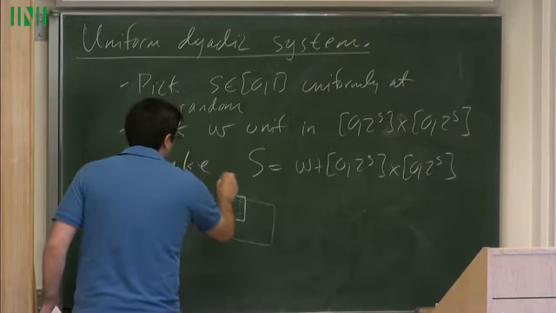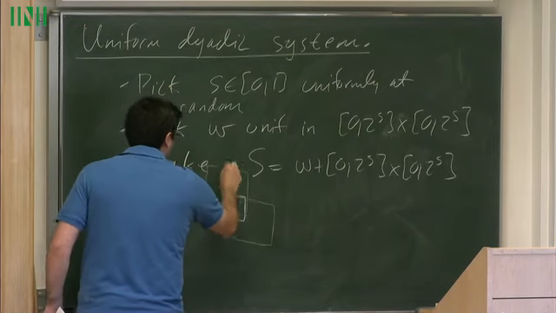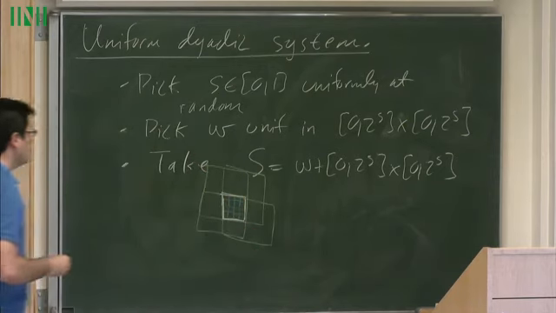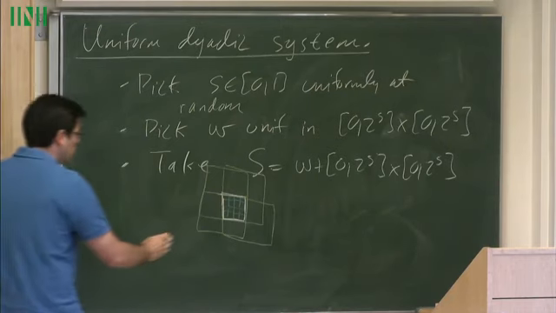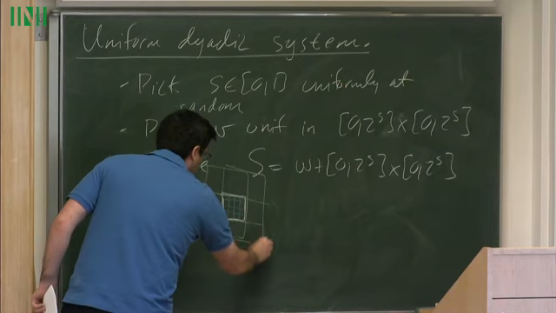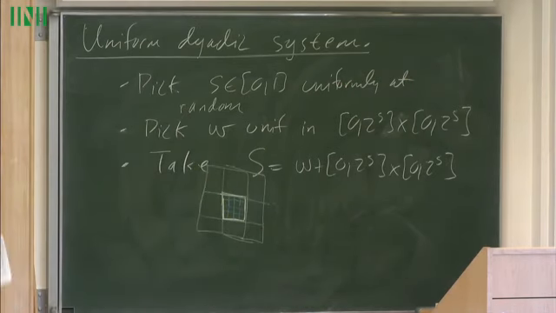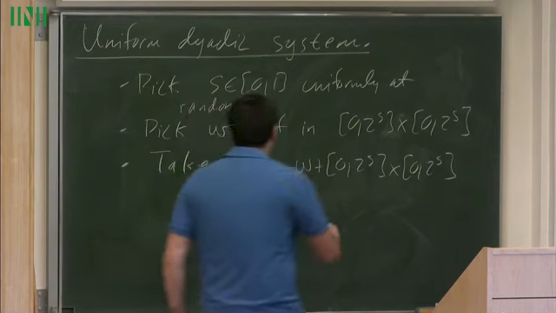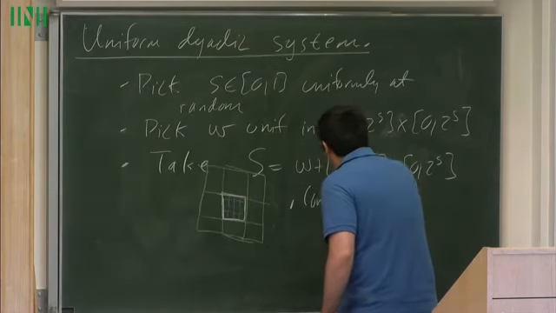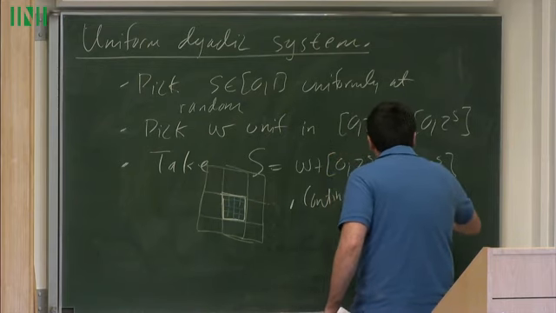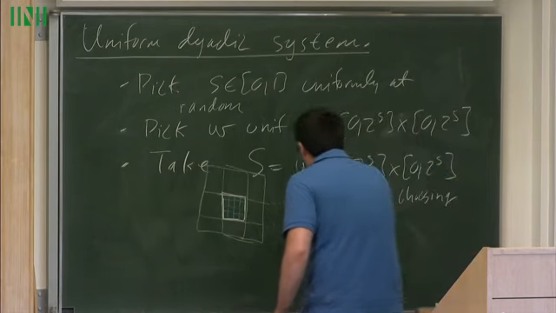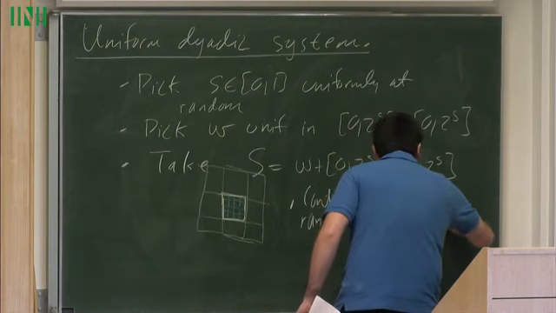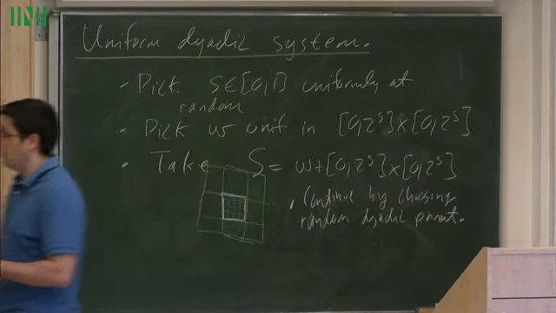here, you have also this possibility, or this possibility. And what you do is you just choose one of these four options, okay, and then you just continue, and this will eventually define a dyadic system on the entire plane. Okay, so you continue by choosing a random dyadic parent. Okay, and this gives you a kind of a random lattice.